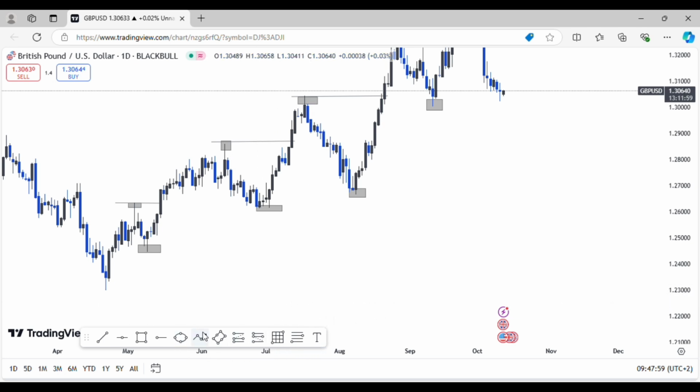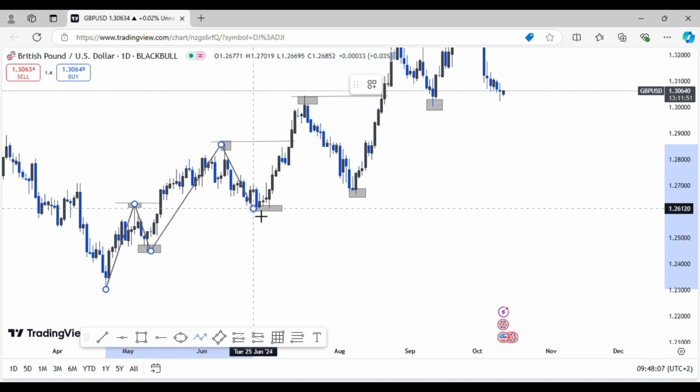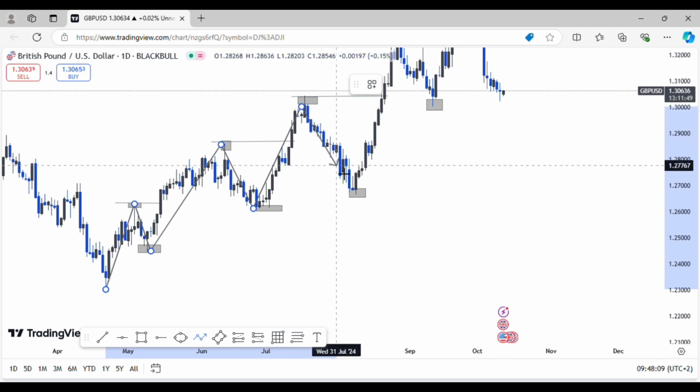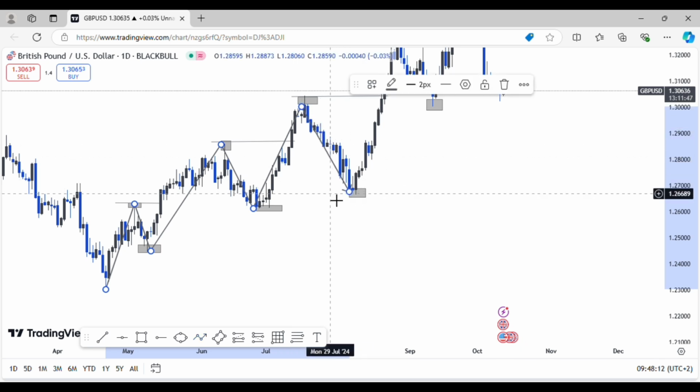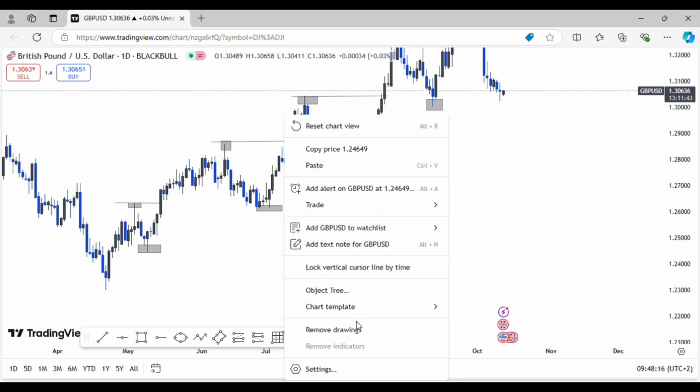So guys, I have my swing there, and I have my SAP. You understand? So this is what I'm talking about. So let me just remove all these drawings.